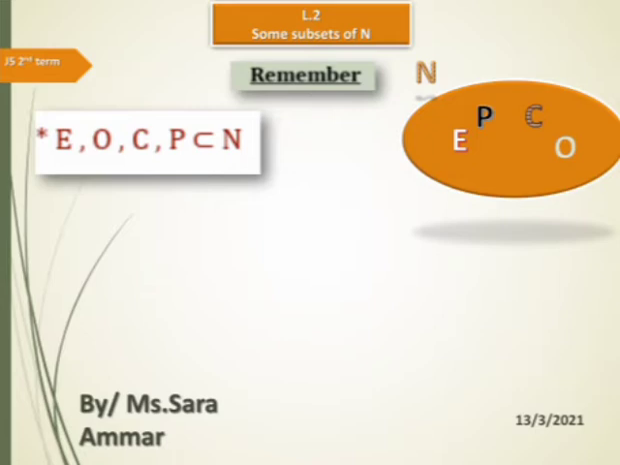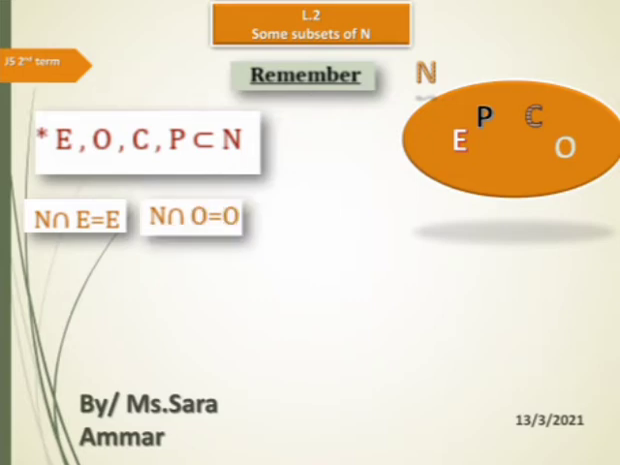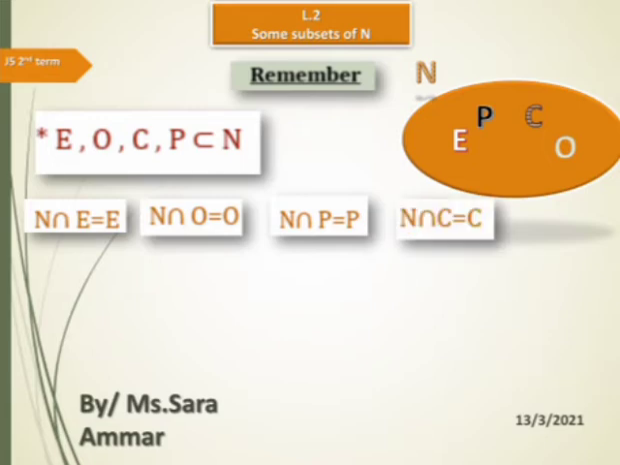In the first term we learned that when I have a set inside of another, the intersection gives me the smaller and the union gives me the bigger. So when I say N intersection E, the answer is always E, because the even is the smaller. What is common between natural and even is the even. What is common between natural and odd? The intersection between N and O is O. N intersection P is P. N intersection C is C. So the intersection always gives you the smaller set, and the union gives you the bigger one.